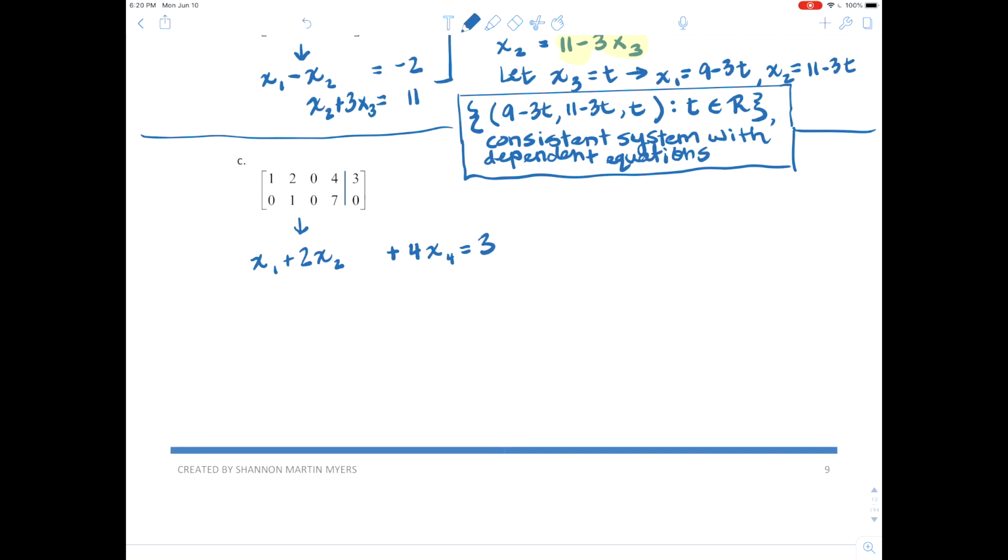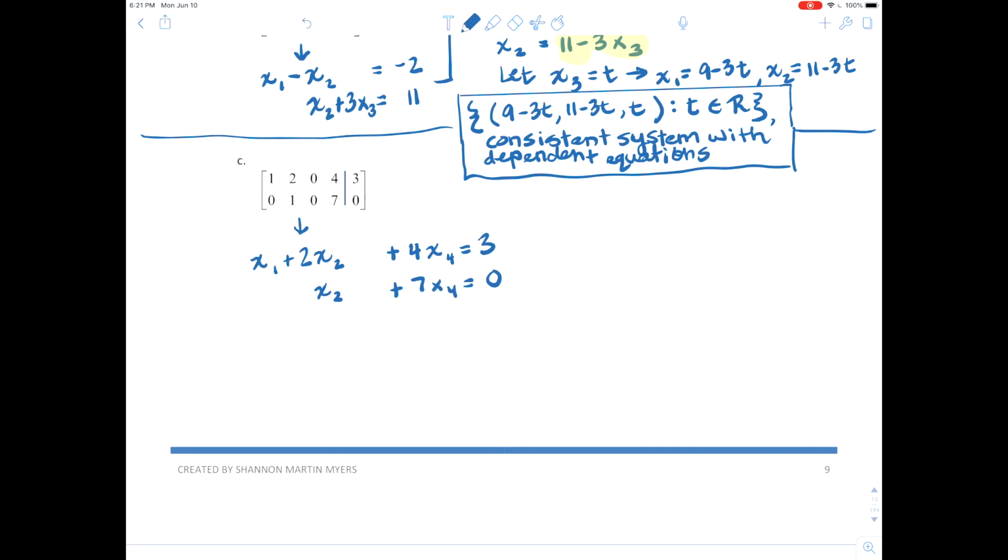0x1 is 0 plus 1x2. Again, we have 0x3s, but we can't just ignore them. Just because there's no x3s, that the x3s zero out in both equations, you're still going to have to parameterize it because it was in there, right? It's not like a row of zeros that we can just get rid of. So here we end up with x2 plus 7x4 is equal to 0.